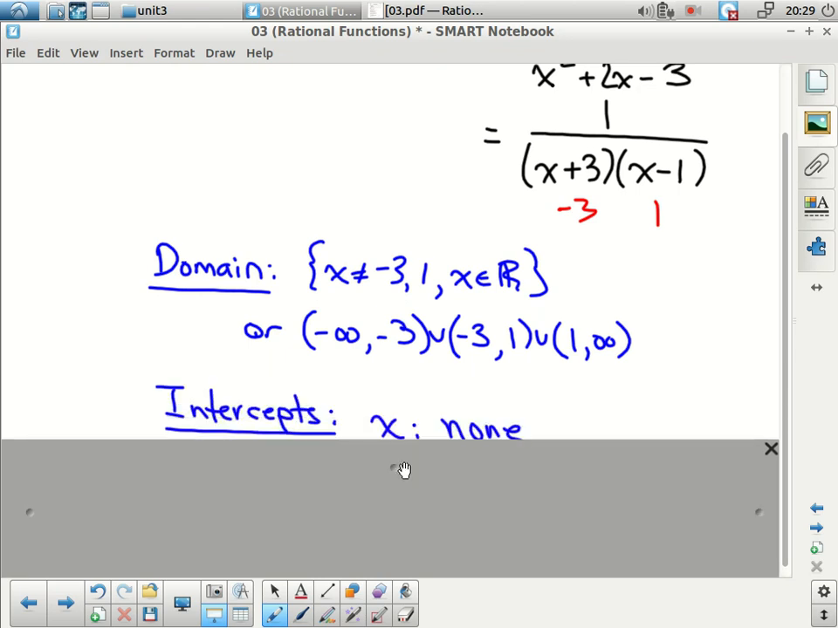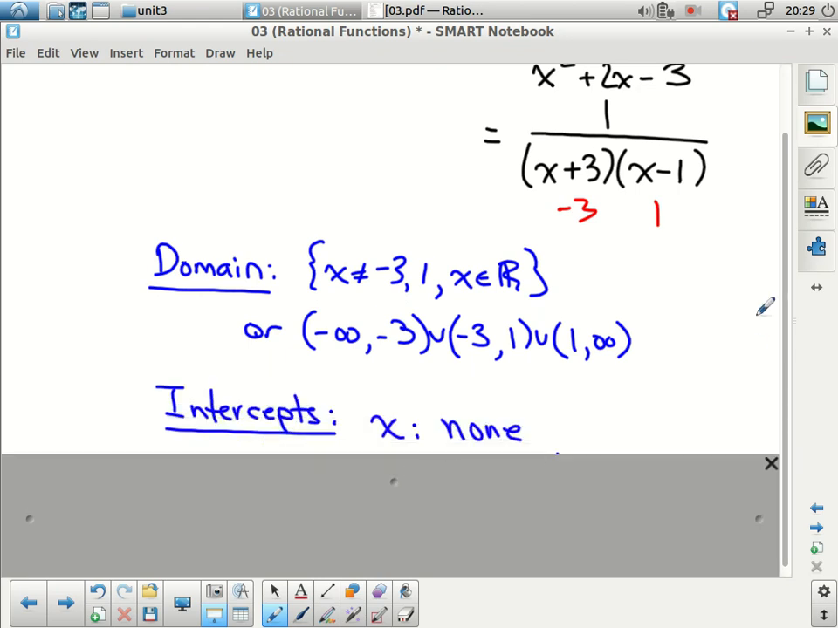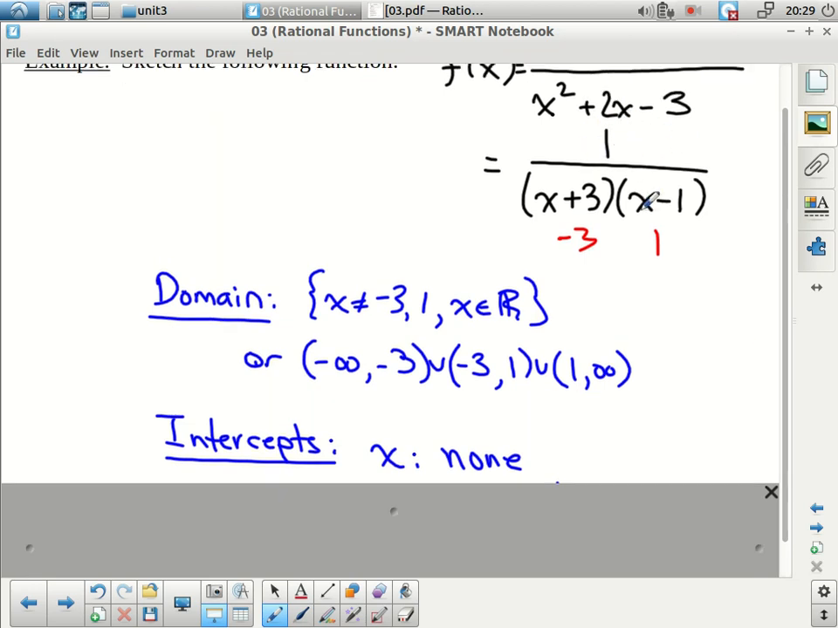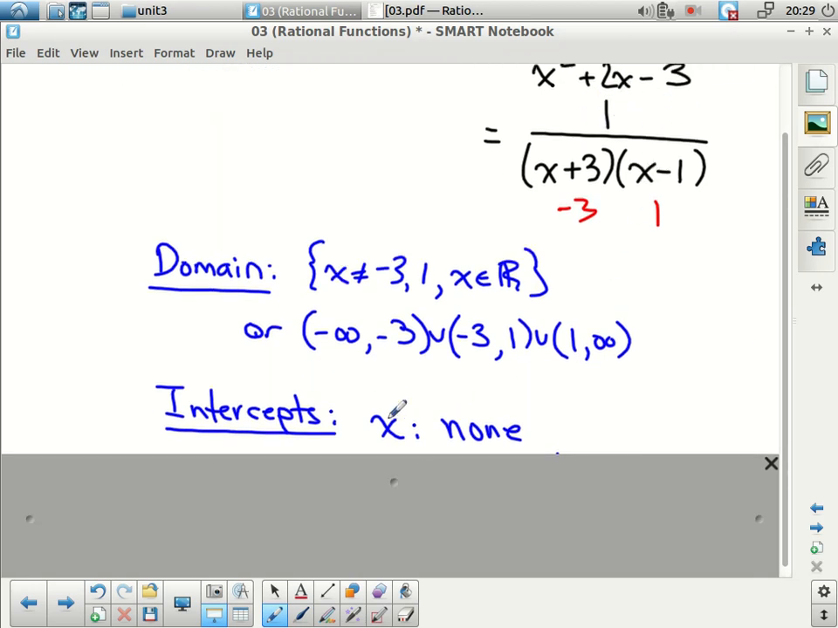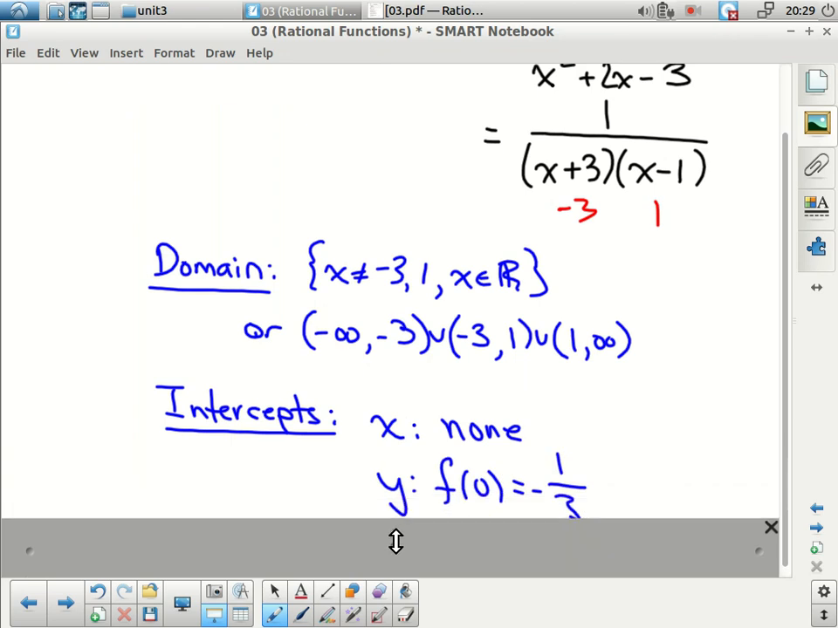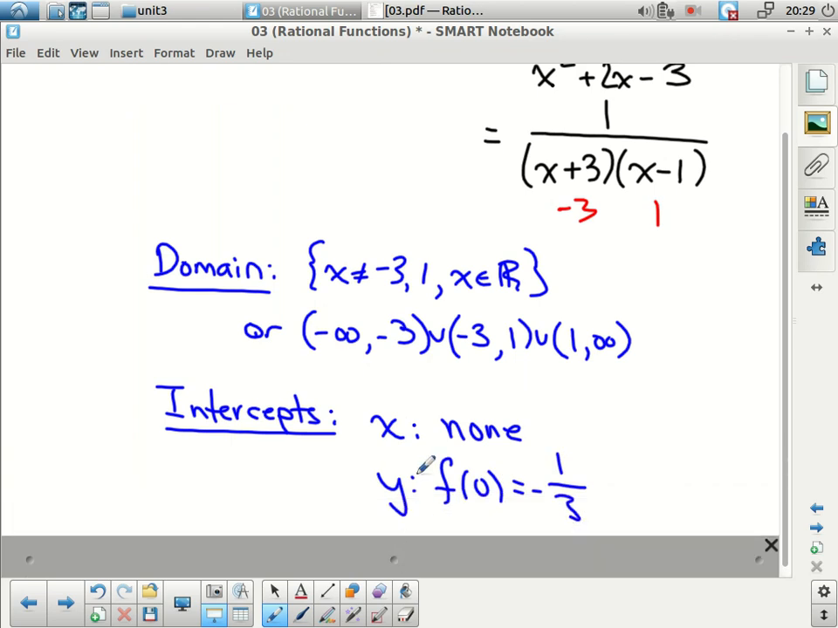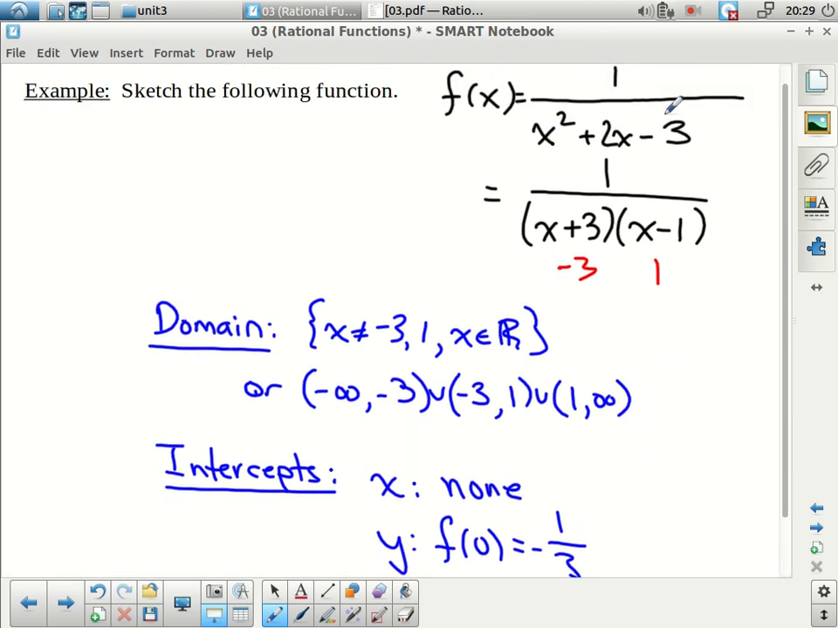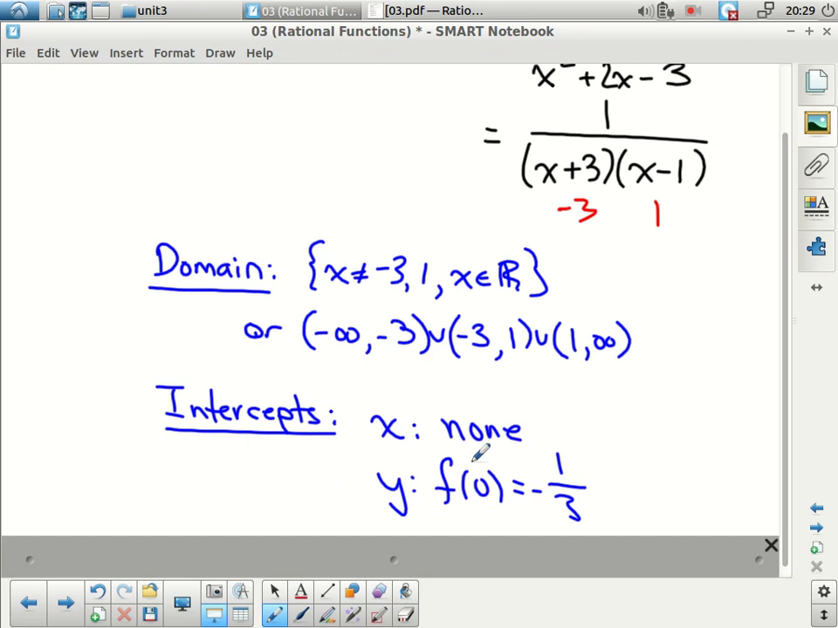Intercepts. Starting with the x-intercept, I don't have any x's in the numerator. I can't make that equal to 0, so I don't have an x-intercept. For the y-intercept, we just plug in 0. When I do that, I'm going to end up getting -1/3. These equal to 0, 1 over -3, and that's my y-intercept.